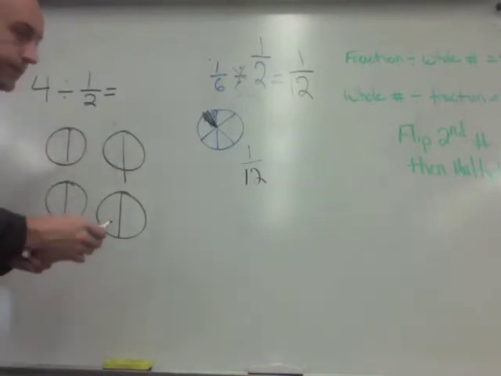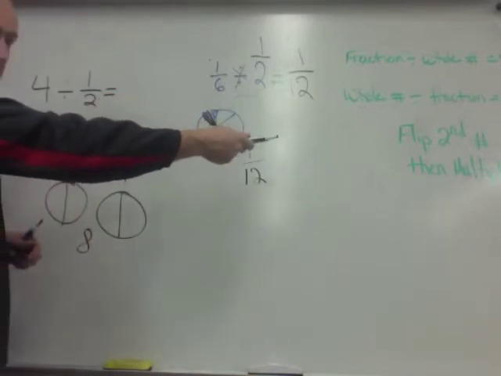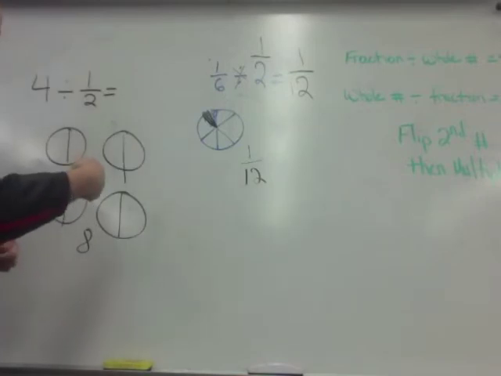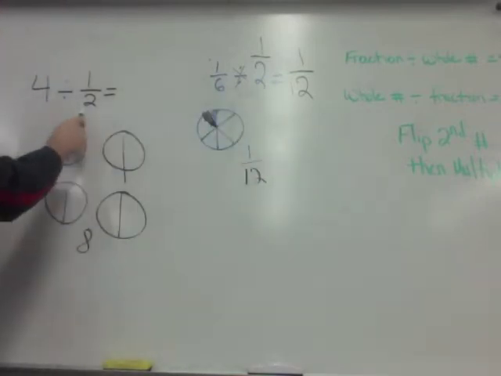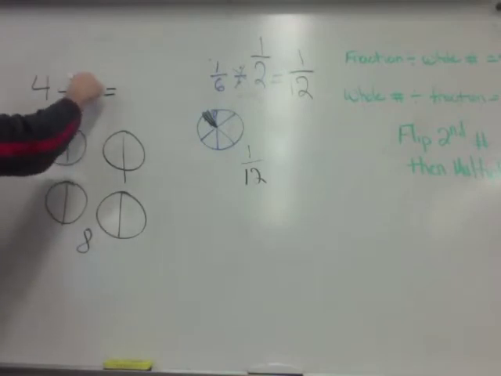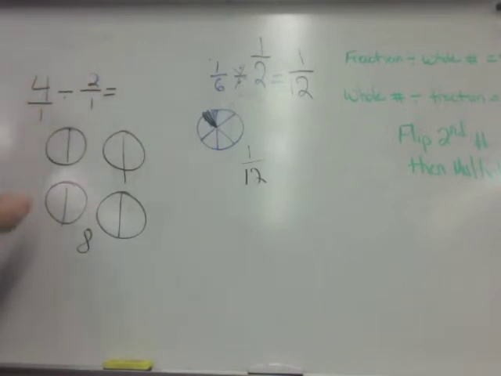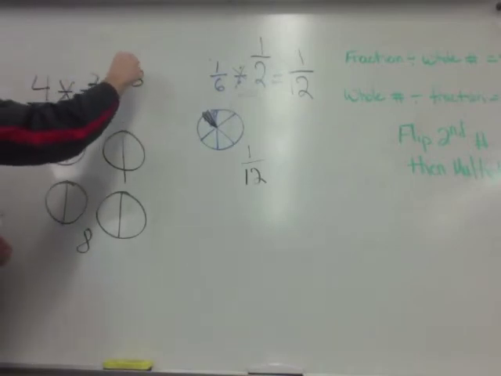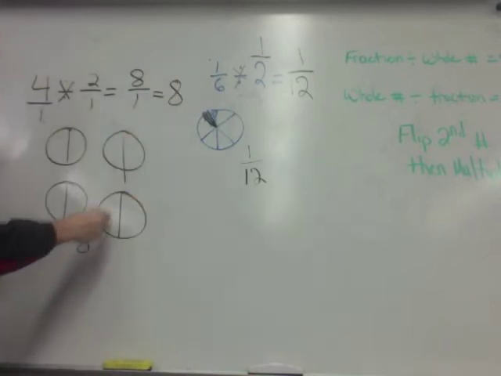So let's verify. When we divide fractions and whole numbers, we flip the second number and then we multiply. So here's my second number. It's 1 over 2. I'm going to flip it to 2 over 1. I'm going to put my whole number over 1 because I need to turn it into a fraction. And then I'm going to multiply. 4 times 2 is 8. 1 times 1 is 1. 8 over 1 is really just 8. So we verified our answer, 8.